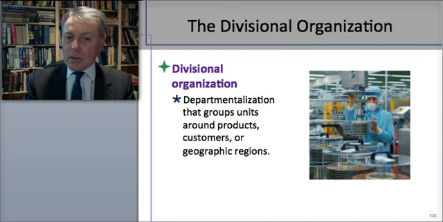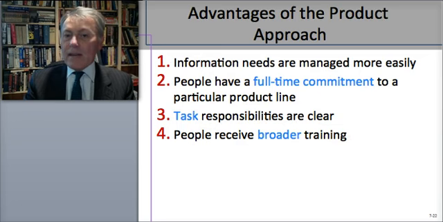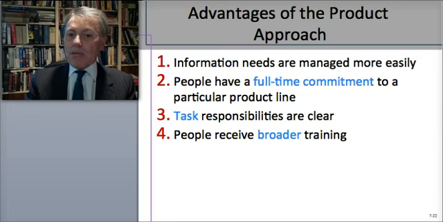The divisional organization. This is departmentalization that groups units around products, customers, or geographic regions. The advantages of the product approach: One, information needs are managed more easily. Two, people have a full-time commitment to a particular product line. Three, task responsibilities are clear. Four, people receive broader training.